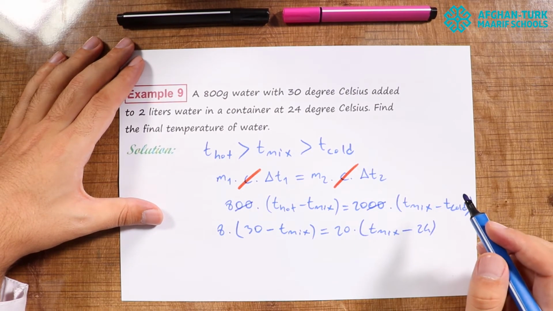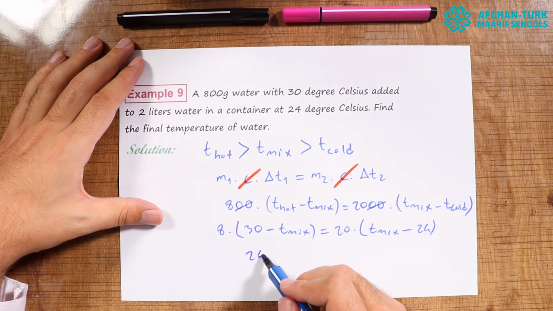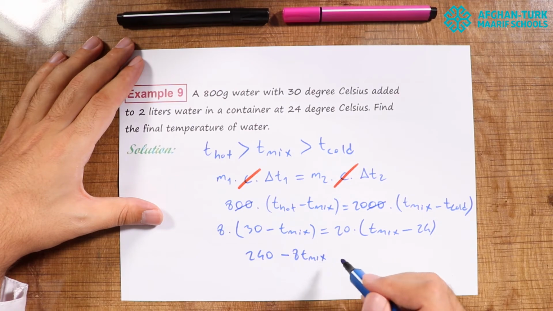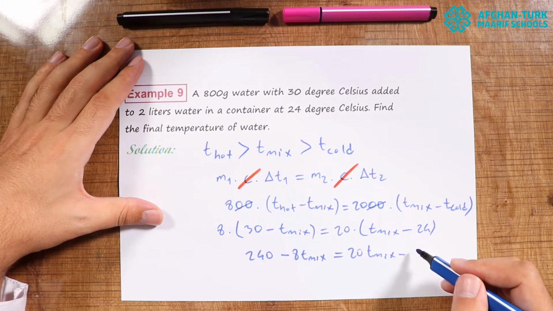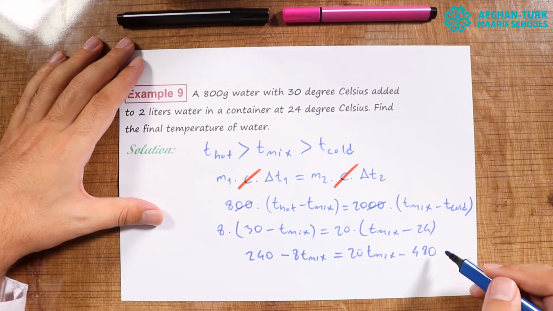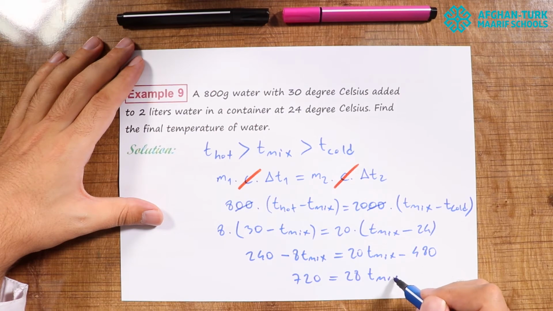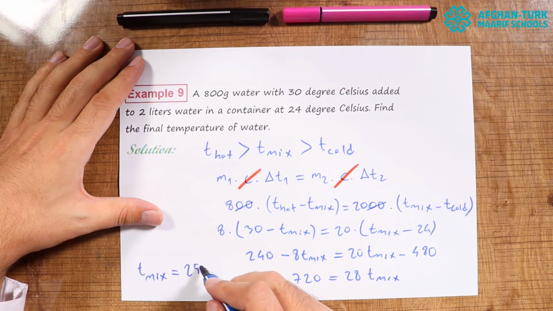So from here I can have 8 times 30, which is 240, minus 8 T mix, and that's equal to 20 T mix minus 480. So from here I can have 720, which is equal to 28 T mix, and T mix is equal to 25.7 degrees Celsius.